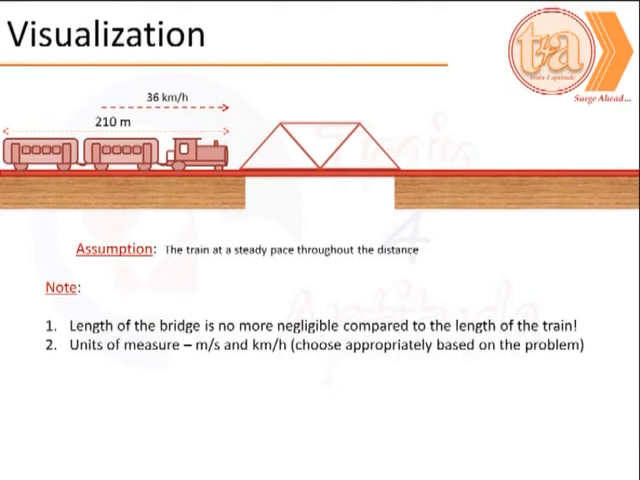Having read the problem, we can visualize the problem as follows. Here, the assumption that the train is moving steady at a specific pace throughout the distance still applies. What we would need to know is the length of the bridge is definitely comparable now to the length of the train, and we cannot neglect it in any calculations. The units of measurements are different, and therefore we would need to get them uniform before we solve the problem.